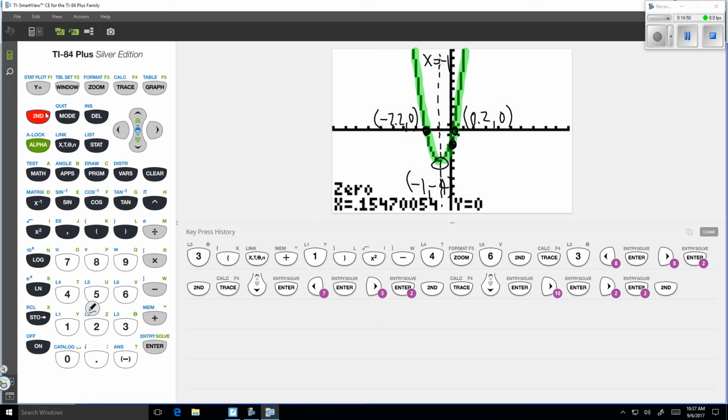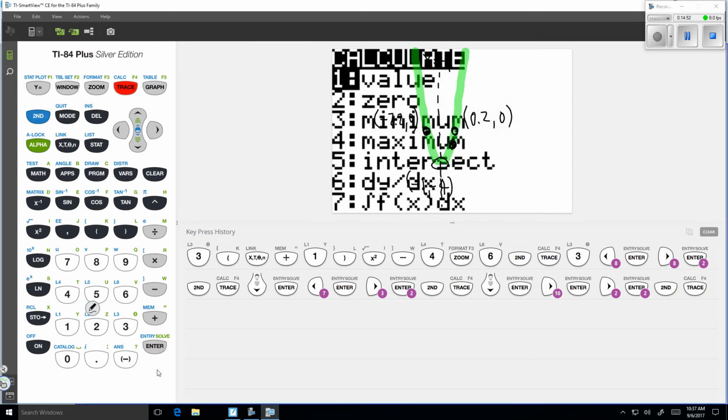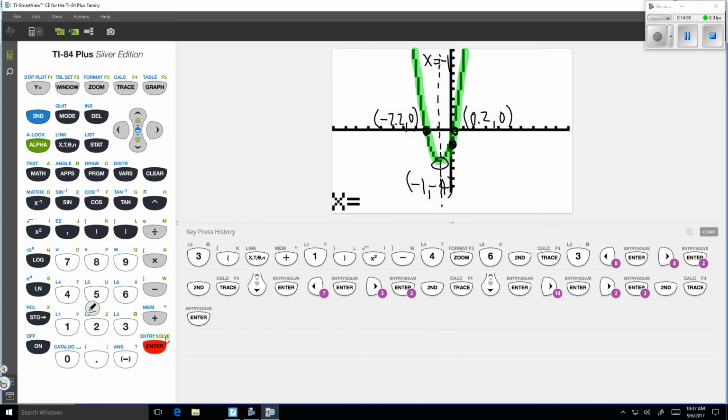And then the vertical intercept is found by using the value command. So you go to second trace value, and then it lets you type in a value for x, and we want the value when x is 0. That's when we're on the vertical axis. And so then y is -1. So then this is 0, -1. So really, a lot of stuff's going on here.